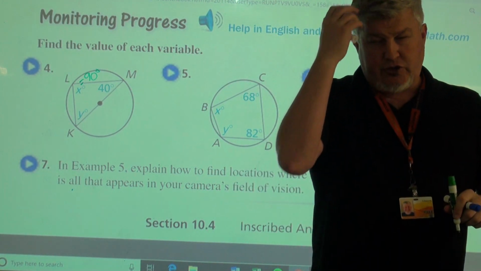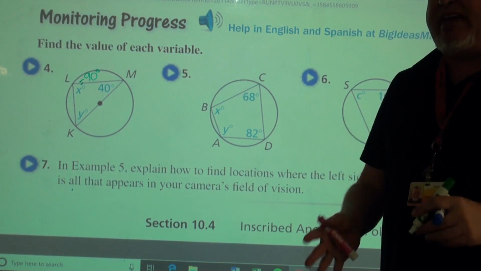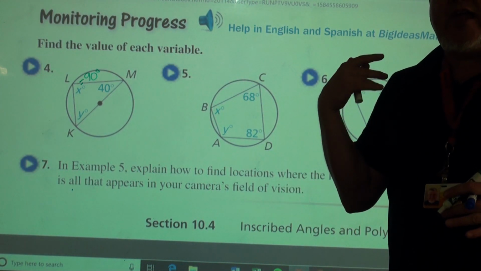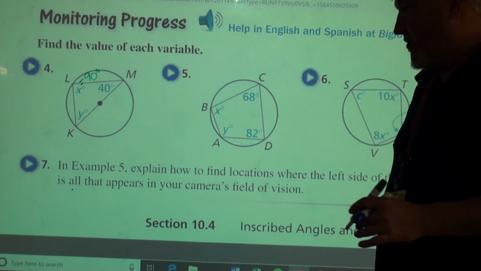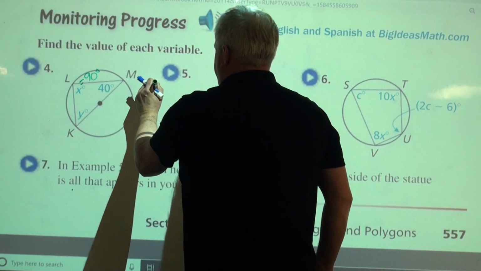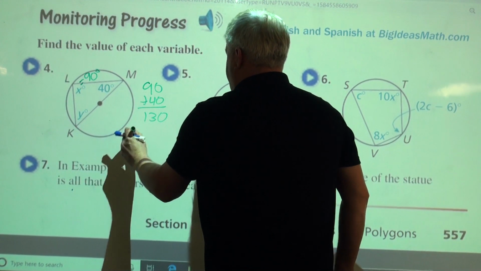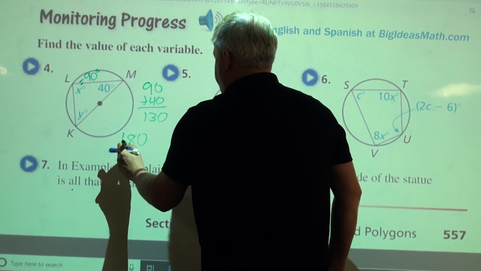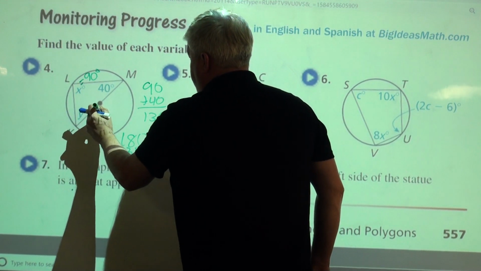Please remember what I've told you. The most important thing to remember about triangles, the most basic thing, is that all the angles add up to, you got it, good job, 180 degrees. So I know this is 90 and this is 40. 90 plus 40 is 130. I take 180 minus 130 and I get 50. Y equals 50 degrees.